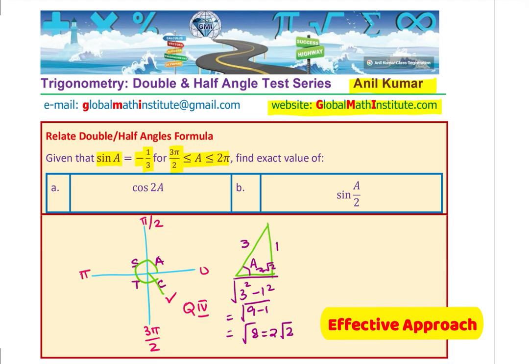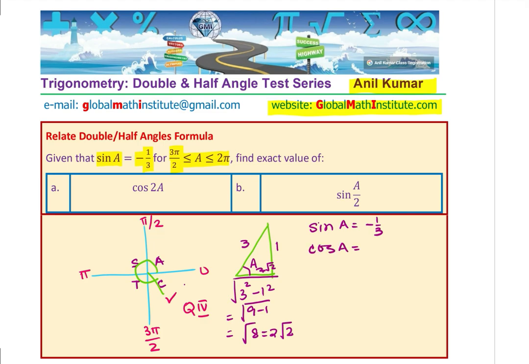So in the given triangle, for angle A, which happens to be in quadrant 4, we know that sine of A is minus 1 over 3. What will be cos of A? I know this value has not been asked for, but it is required since we want to find the double angle and the half angle, right? Cos is going to be positive 2 square root 2 by 3, right? So we know what is cos A. Now the question is, how do we find cos 2A and sine A by 2?